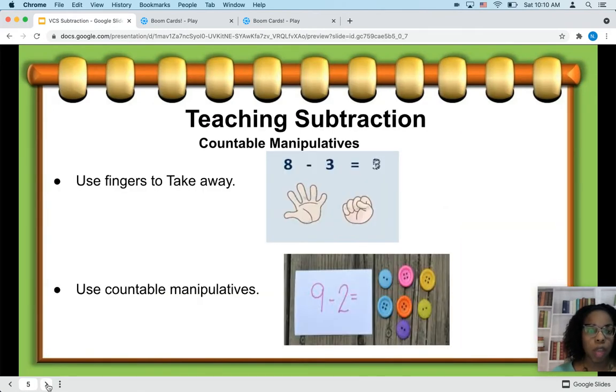You can teach subtraction using manipulatives. Students would start out with 8 fingers in this particular example. They have taken away 3, and now they're left with 5. You can also use manipulatives. Students started with 9 buttons. They took away 2, and now they're left with 7. They would count 1, 2, 3, 4, 5, 6, 7.